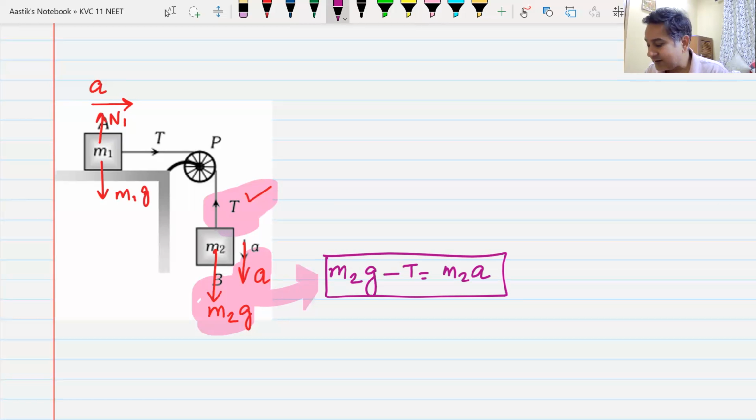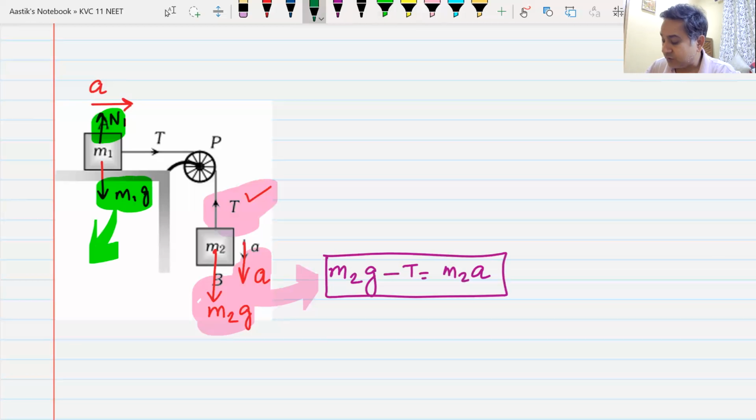Now, let us see what is the equation of the upper block. There are two parts to the equation of the upper block. We look at the y-axis. It does not move on the y-axis, does not move up and down. If it does not move up and down, this normal reaction N1 becomes equal to M1G.